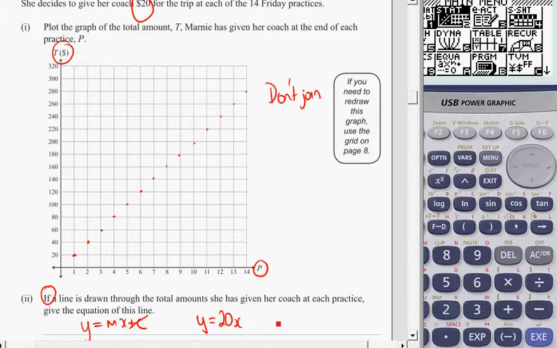So on the y-axis we have a t, 20 times, and instead of x we would have p for the number of practices. $20 for the number of practices, and you can just check. If p was 4, 4 times 20 is $80. And that seems to work.